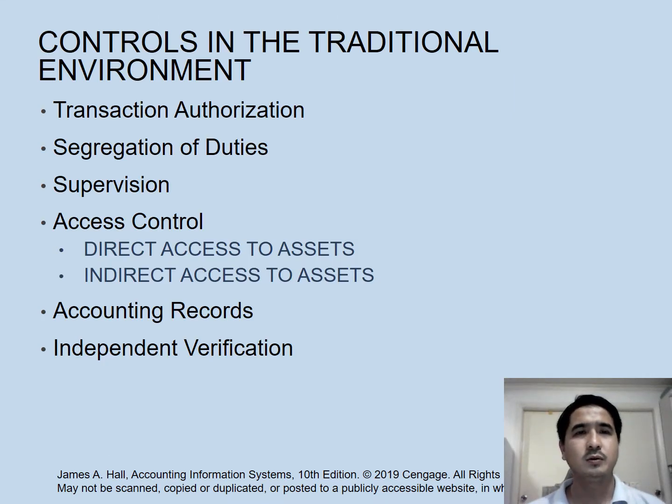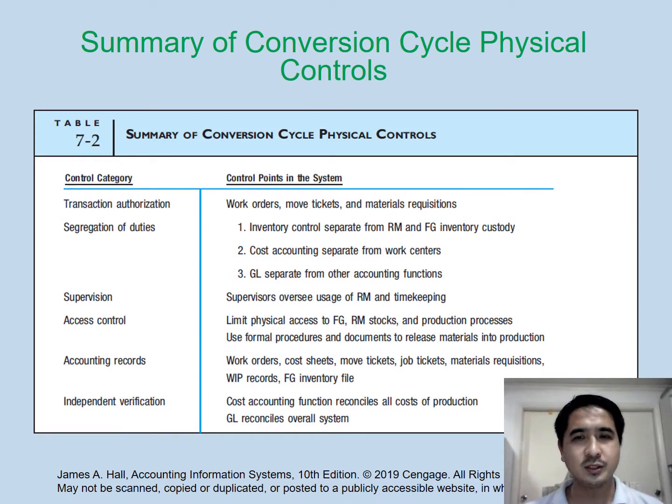So the controls in the traditional environment are also the same for the physical controls. So there are six. The focus here is on the direct access and indirect access to the assets. Assets involved pertaining to, of course, the inventories and PPE. So this is the summary of the six physical controls, so they can be easily understood. I just want to emphasize some.